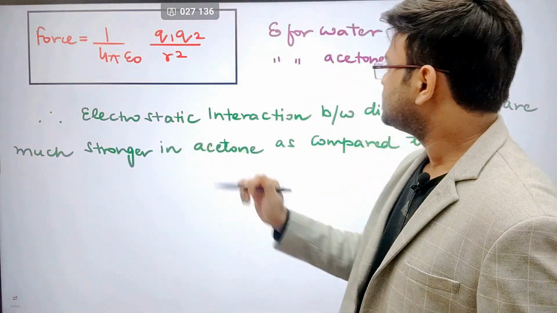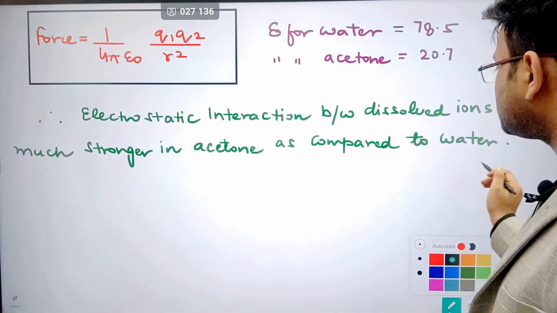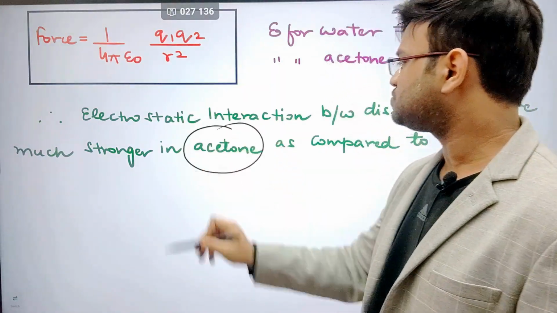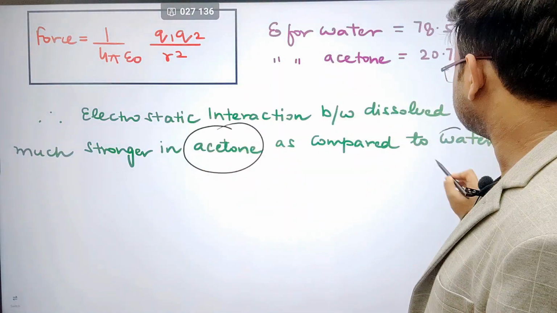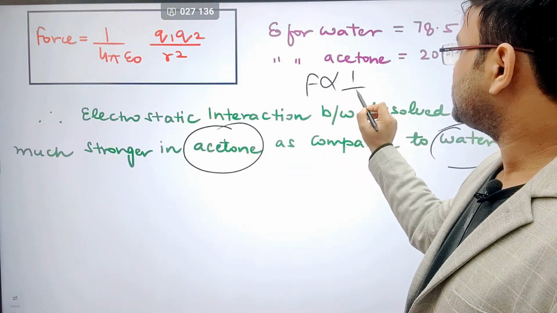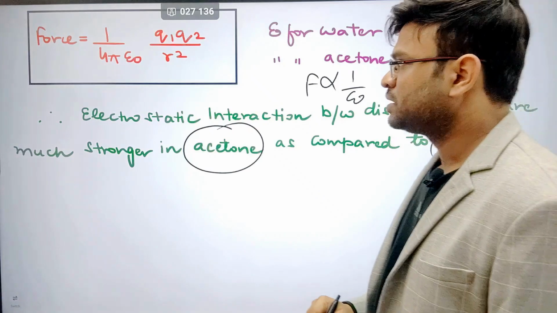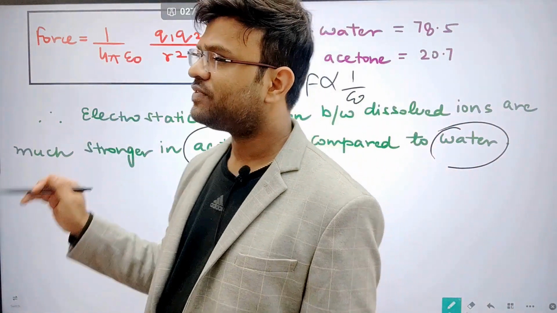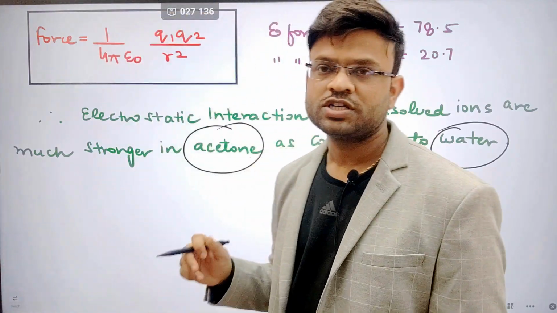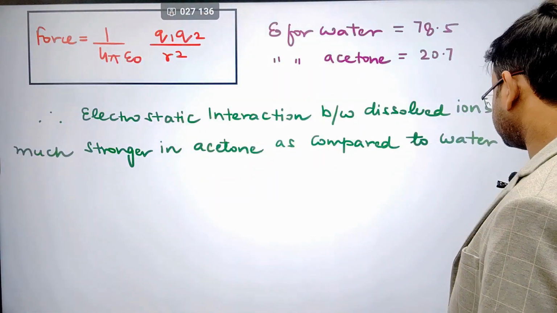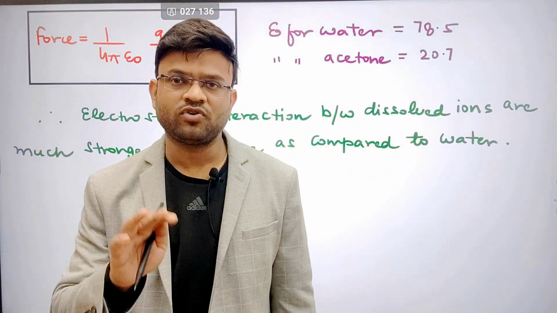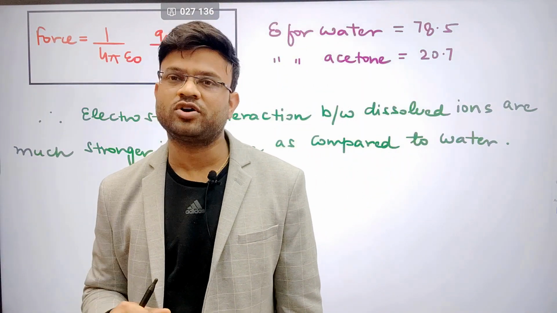Let us talk about this. The electrostatic interaction between dissolved ions is much stronger in case of acetone, as I just told you, as compared to water, because force is directly proportional to 1 by epsilon. I hope this is clear, and this is the formula through which you can calculate the force of attraction between the two species. So this was all about the ionic interaction. I hope you have got a clear picture about this particular topic.